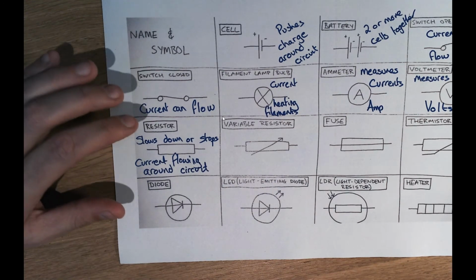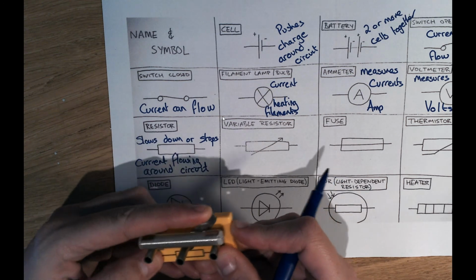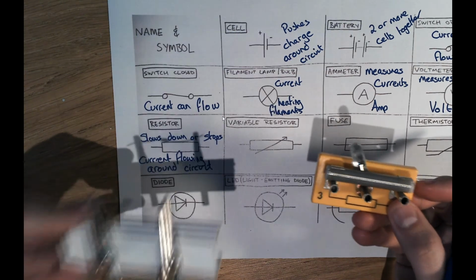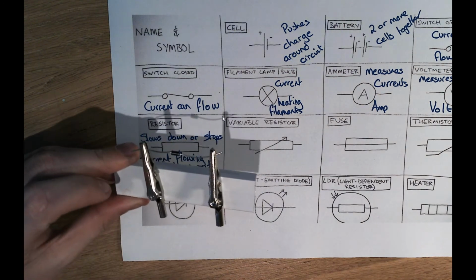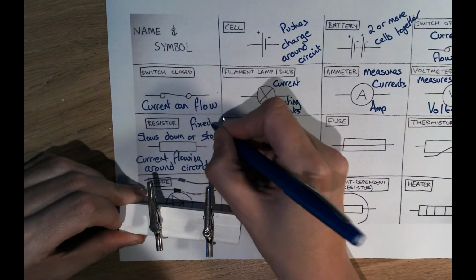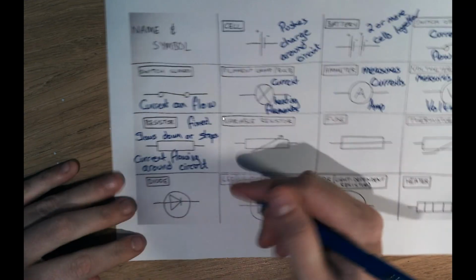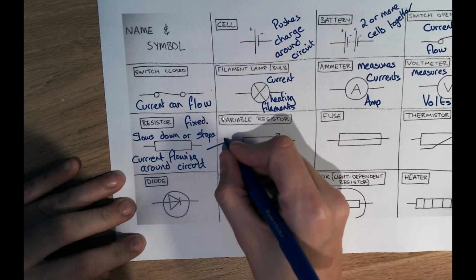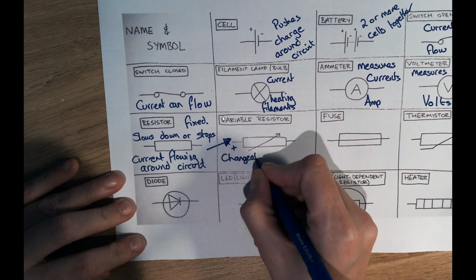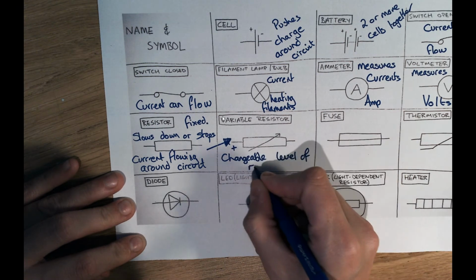Okay, the variable resistor does exactly the same thing, but here you can vary the amount of resistance, whereas in my resistor, this one, the resistance is fixed. Let's write that down. Whereas in the variable resistor, I can change the amount of resistance. So it's everything from this box plus changeable level of resistance.